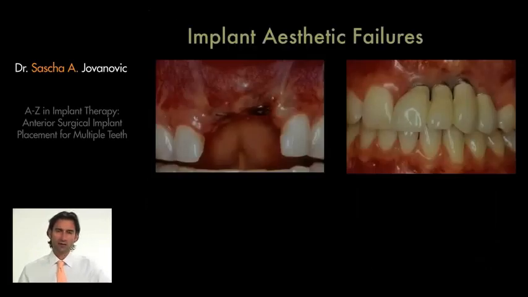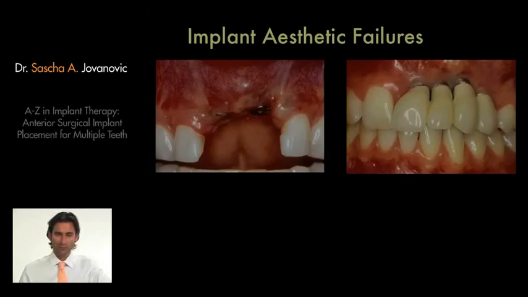I would like to remind you again, and this is very important, and here you can see right away 2 anterior implant treatments done for 2 different patients. The patient on the left-hand side has 2 implants placed for 2 missing central incisors. The patient on the right-hand side had a trauma with which she lost 4 teeth, and these 4 teeth were replaced with 4 implants and a bridge.